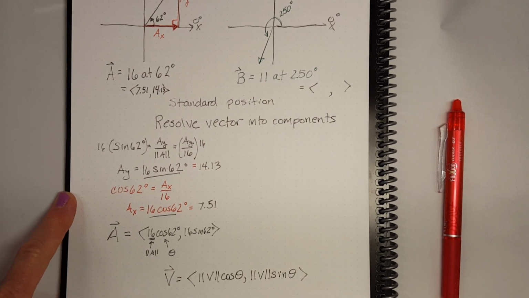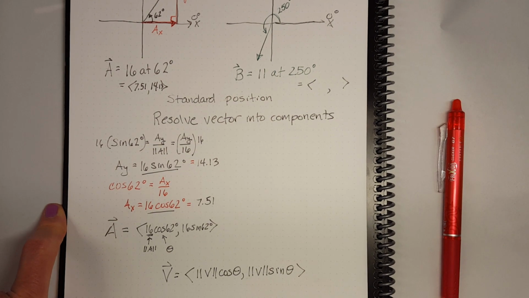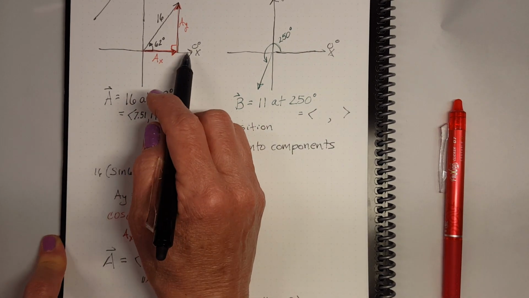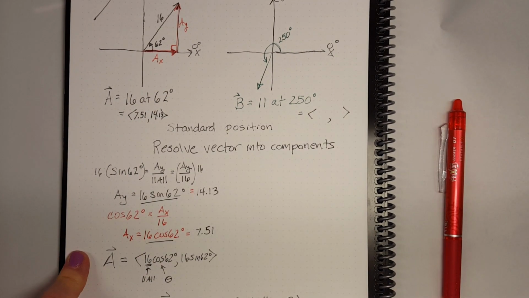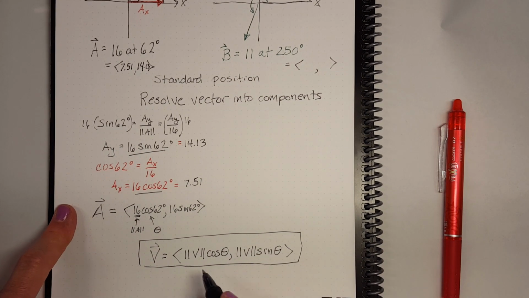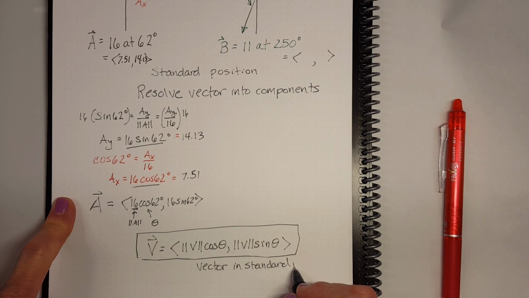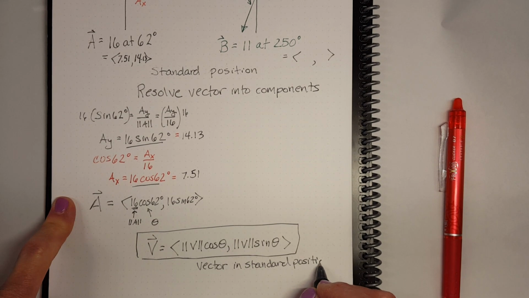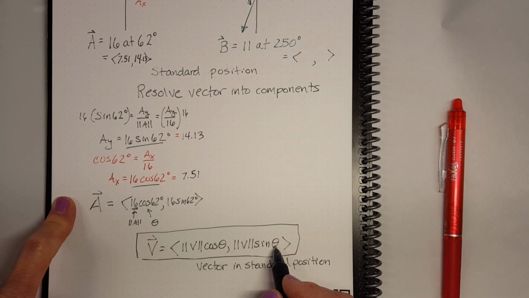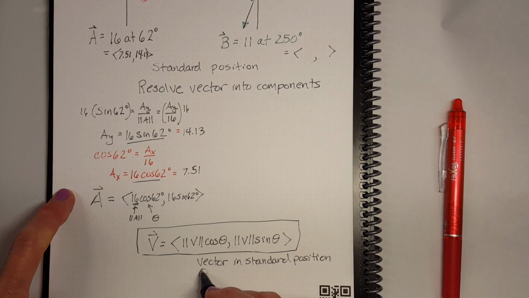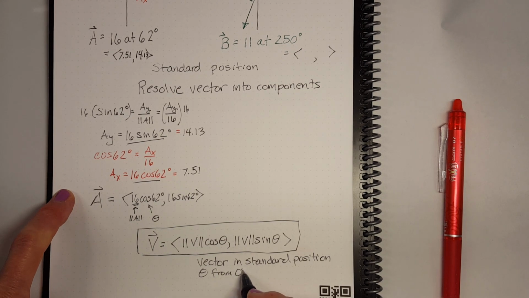That will always work if your vector is drawn in standard position and your angle is given from the 0-degree line. This will always work if your vector is in standard position. So your vector has to be in standard position. That means that the initial point of the vector is at the origin, and the angle has to be in standard position. From our trig knowledge, the angle has to be from the 0-degree x-axis.